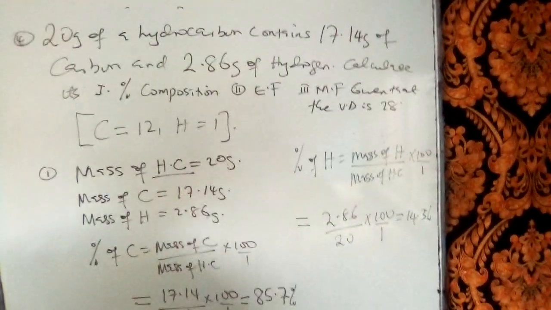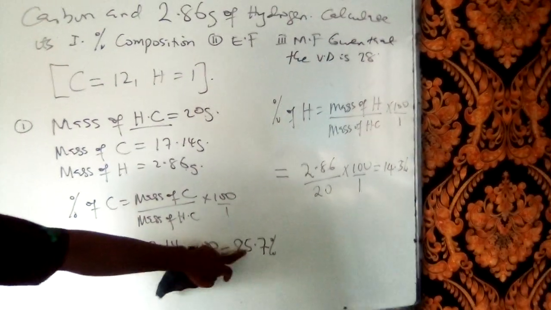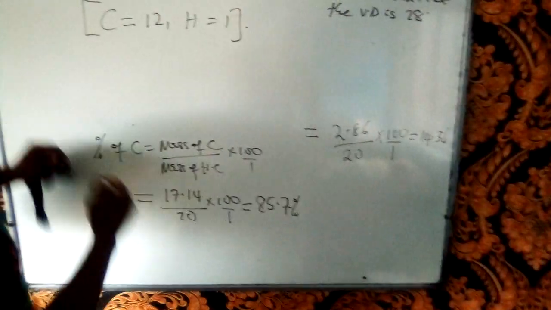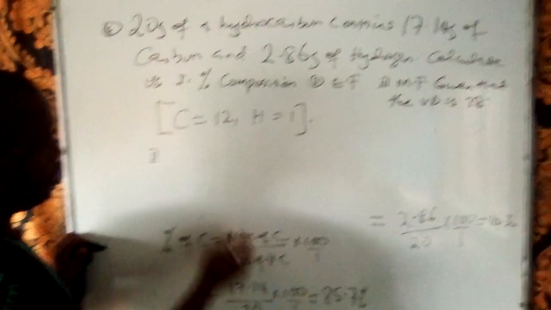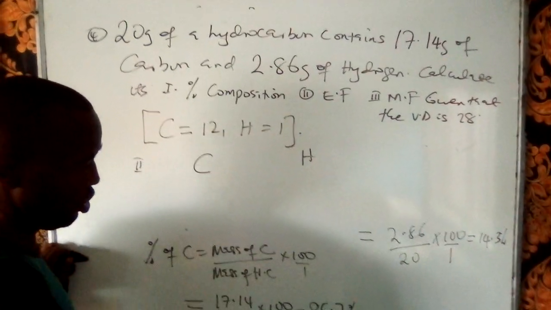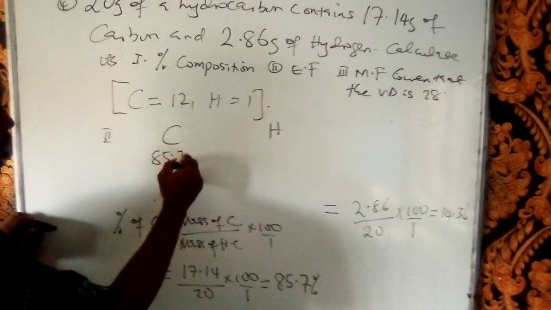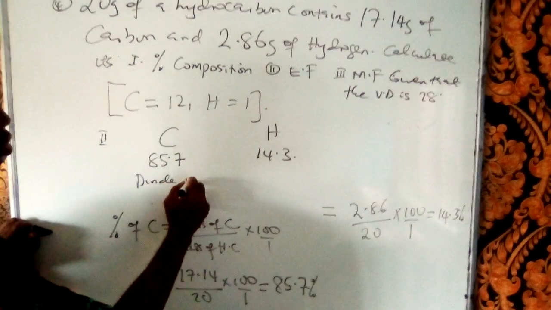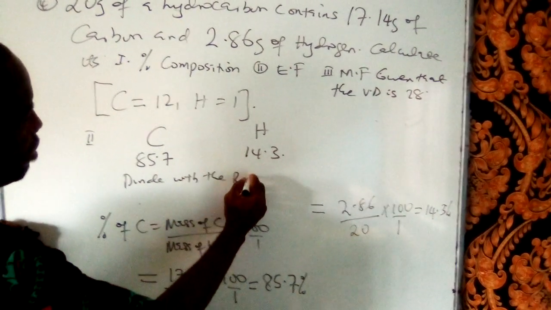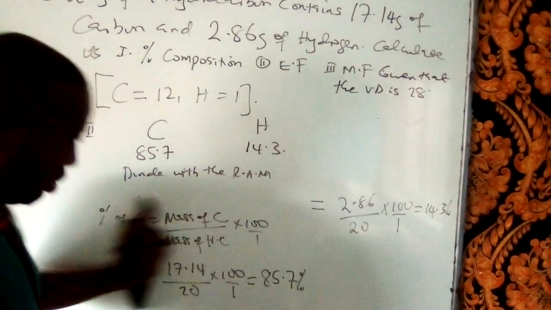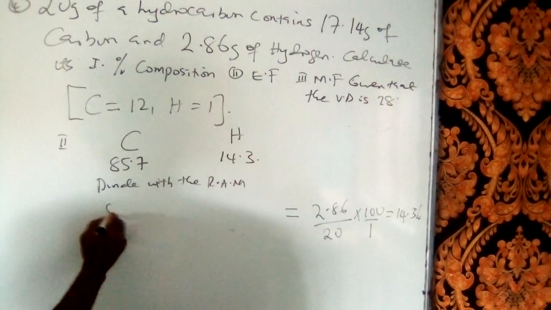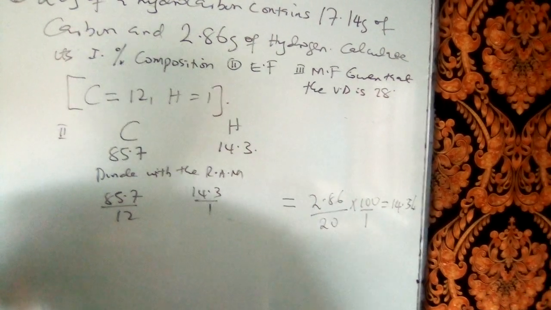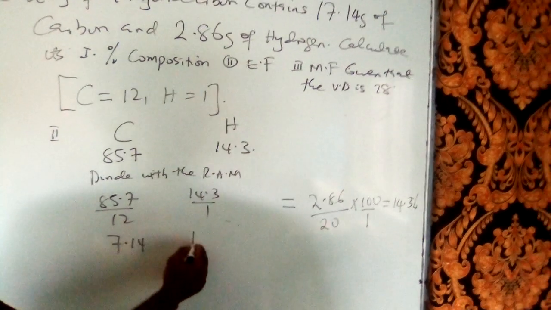Going to the empirical formula of the compound, since we already have the percentage composition, it's going to be easier for us now. So find the empirical formula. The steps I gave you before: you need the elements and write their percentage composition. 85.7 here, 14.3 here. The next step, you divide by the relative atomic mass of each element. As I told you before, you now have 85.7 over 12, 14.3 over 1. When you divide, you have 7.14 here, 14.3.